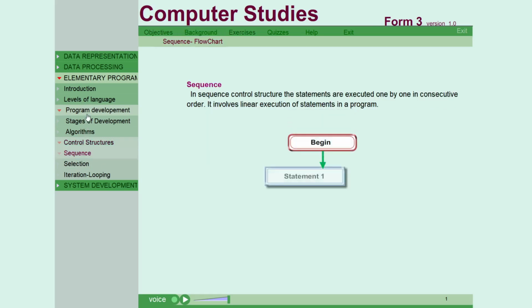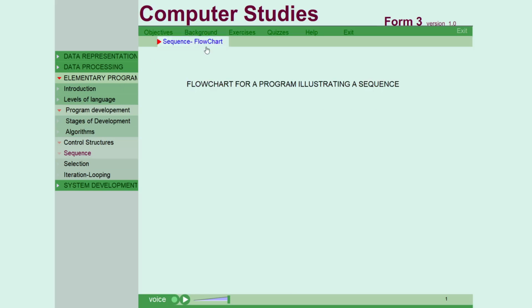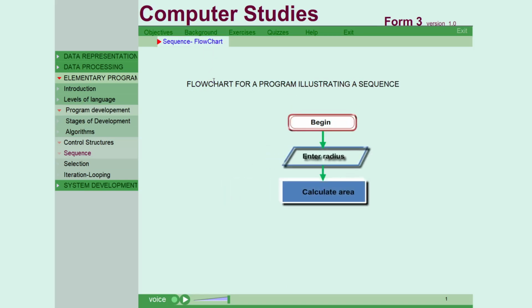Sequence. In sequence control structure, the statements are executed one by one in consecutive order. It involves linear execution of statements in a program. The flowchart shown depicts a sample sequence of statements. Flowchart for a program illustrating a sequence.